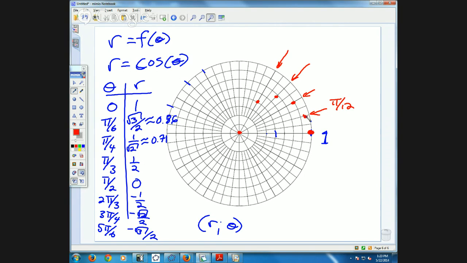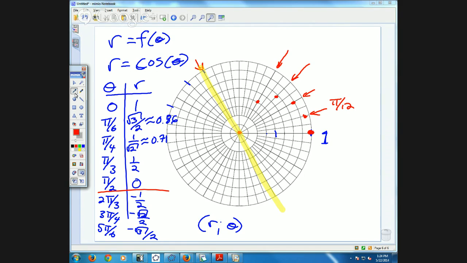All right, let's see. We got to keep going. We've graphed all those points right there. 2 pi over 3 is that line right there. What does it mean to have a radius of negative 1/2? It means I'm on this line right here, but I need to go back through the origin. The origin, by the way, in polar coordinates is referred to as the pole. So we need to go back through the pole 1/2.